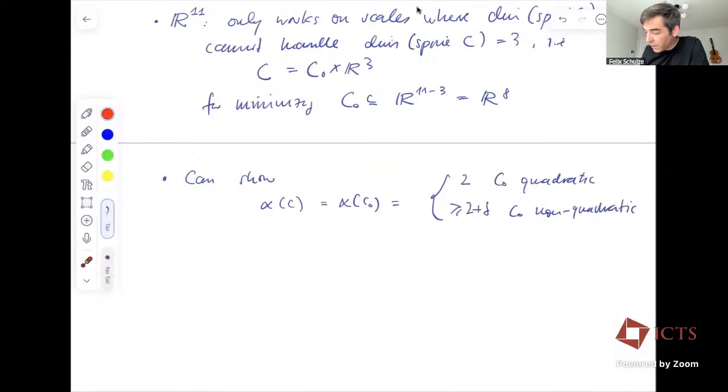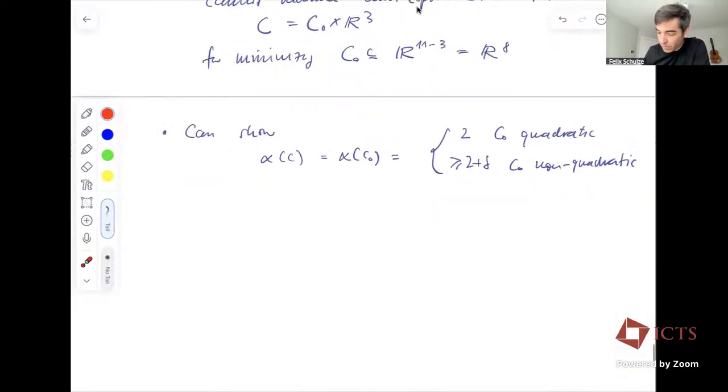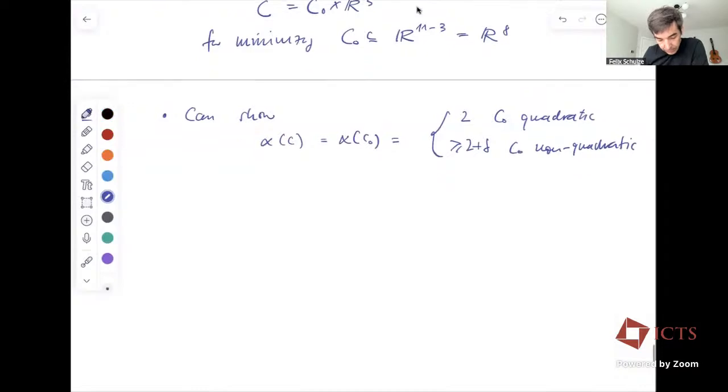Interesting fact is, it's not known if these guys actually exist. No one has found a non-quadratic area minimizing cone in R^8. It's not known if these exist, but we have to handle them. Okay. So what do we get from them? When C is C0 cross R^3, and we're modeled on a non-quadratic cone, then everything works again.